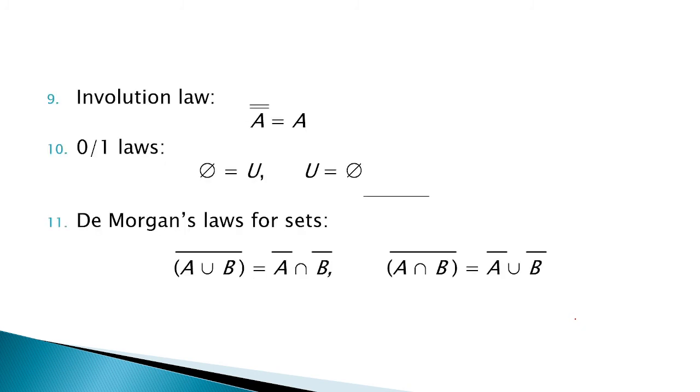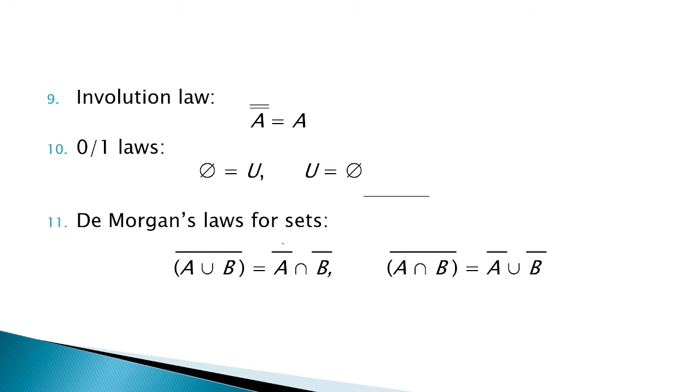Next, we have the involution law. This is like the double negative. If A has a double bar, it means it's already positive. It's already not the complement. It's like a double complement, a double negative. That's what we're referring to here. The 0-1 law is some sort of identity. If the complement of the universal set is the null set, then the complement of the null set is the universal set. It's empty. That's all.